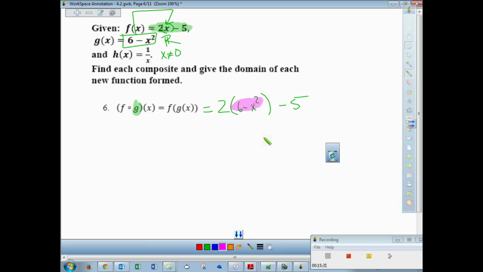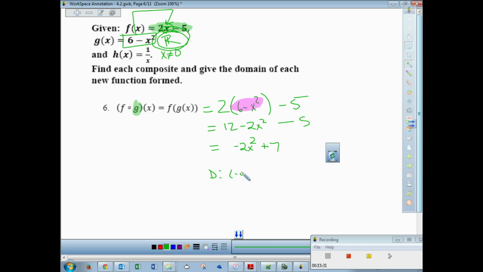This is the g function, correct? It went in for x. Then I clean it up a little bit. That would be 12 minus 2x squared minus 5, correct? And then combine my like terms. I like to put my x terms first. So 12 minus 5 is positive 7, and that's negative 2x squared. Then I look. Originally, I had no restrictions. In this one, will I have any restrictions at all? No x's downstairs, no even roots, so the domain is still all reals.